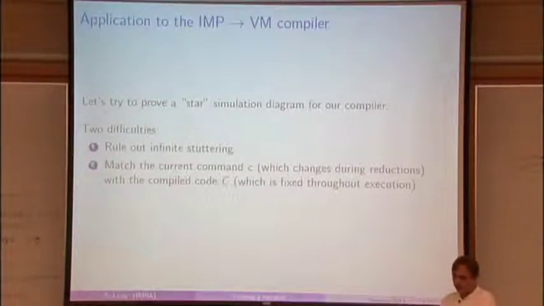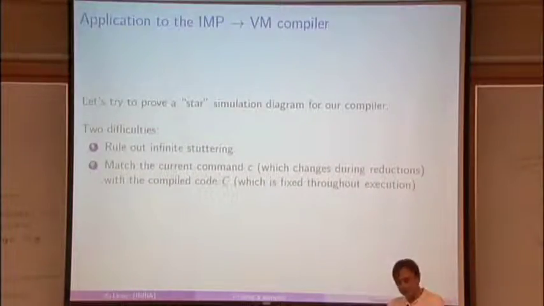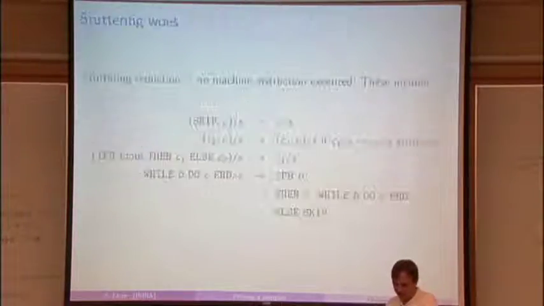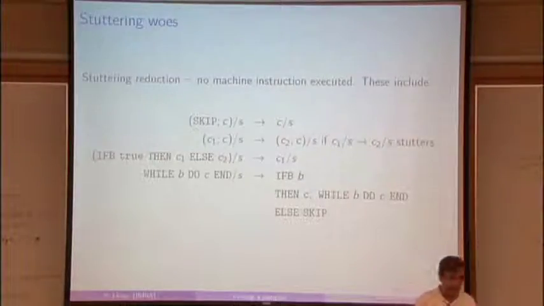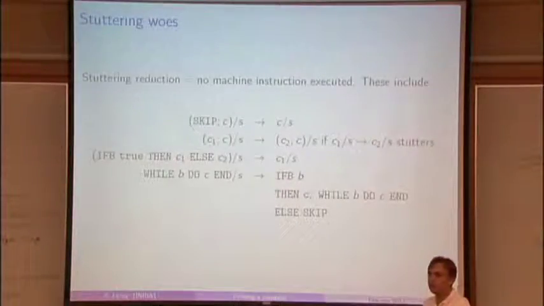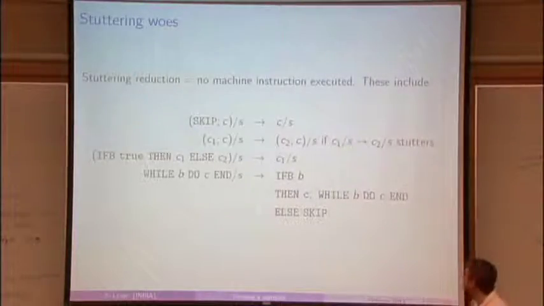And oh boy, this is going to be painful because we have two things to do. One is to rule out infinite stuttering, so find that measure that prevents stuttering. And the second will be to relate the current command C and the state of the machine. And as you will see, it's not completely obvious. So first difficulty: what is a stuttering reduction for imp? Well, it's a reduction from C1 to C2, such that basically the compiled code for C1 is the same as the code for C2. So the machine is not making any progress, okay? It's going to stay in place.